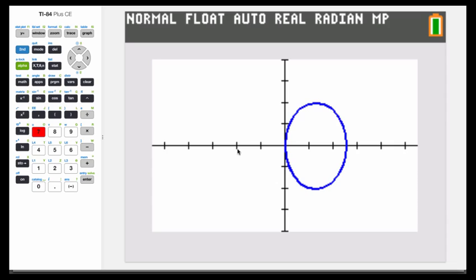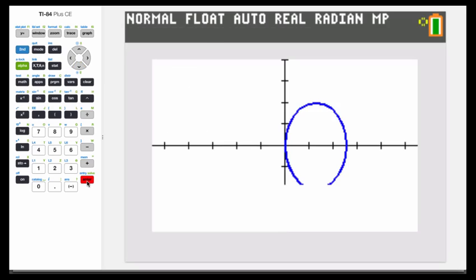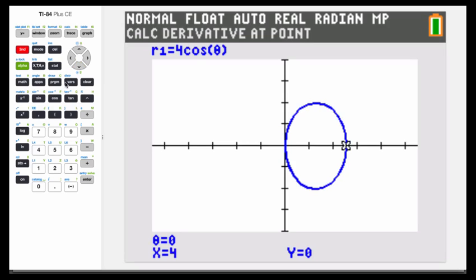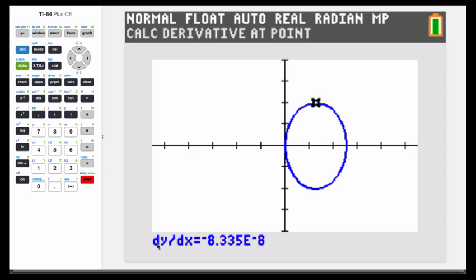Now, to check and confirm that at theta equals pi over 4 we do indeed get a slope value of 0, what you can do is second trace, your calculate menu. Remember, when you're under the regular rectangular menu, this is where you'd have your value, your intersection, your roots, your max, mins, etc. You'll notice now this menu changes once you're in polar form. We want dy/dx, so go down to line 2, hit enter. You can now enter in pi over 4 for the angle, and you'll notice it enters it at the bottom for you. Hit enter, and there's your derivative, dy/dx.